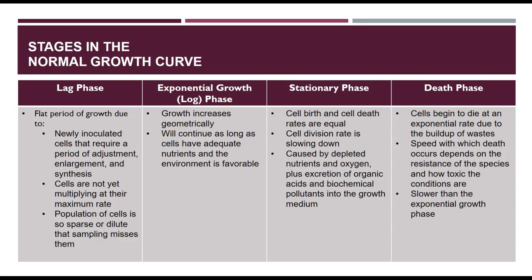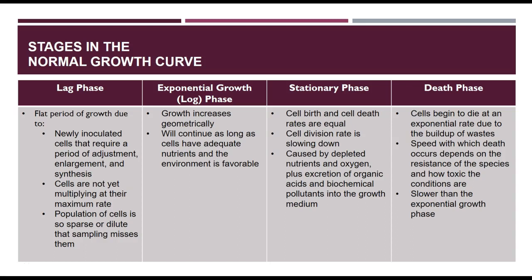Once we move from the log phase, we're going to enter the stationary phase. And in the stationary phase, we don't have any net growth happening. Birth and death rates are equal. So we have equal numbers of cells dying as we do new cells being formed. Cell division is slowing down because there are so many organisms in the medium that they've depleted the nutrients and the oxygen. So much waste has been excreted by this time that it's beginning to pollute the environment.